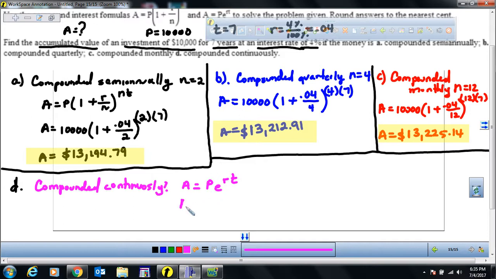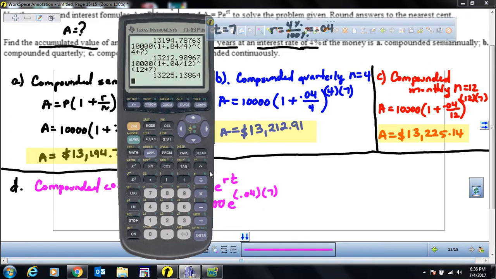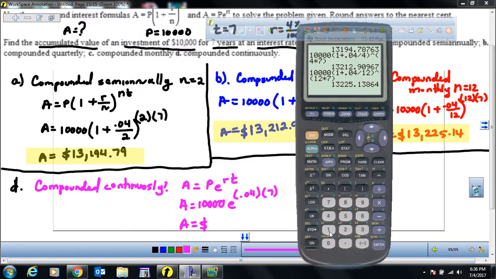Now, the principal balance, which is P, is $10,000. e, we already know what it is, so it's just a number. The interest rate is 0.04 times the time, which is 7. And that is going to give us how much money I'm going to accumulate if I invest $10,000 into an account paying 4% compounded continuously after the 7 years. This is how much money we're going to have.